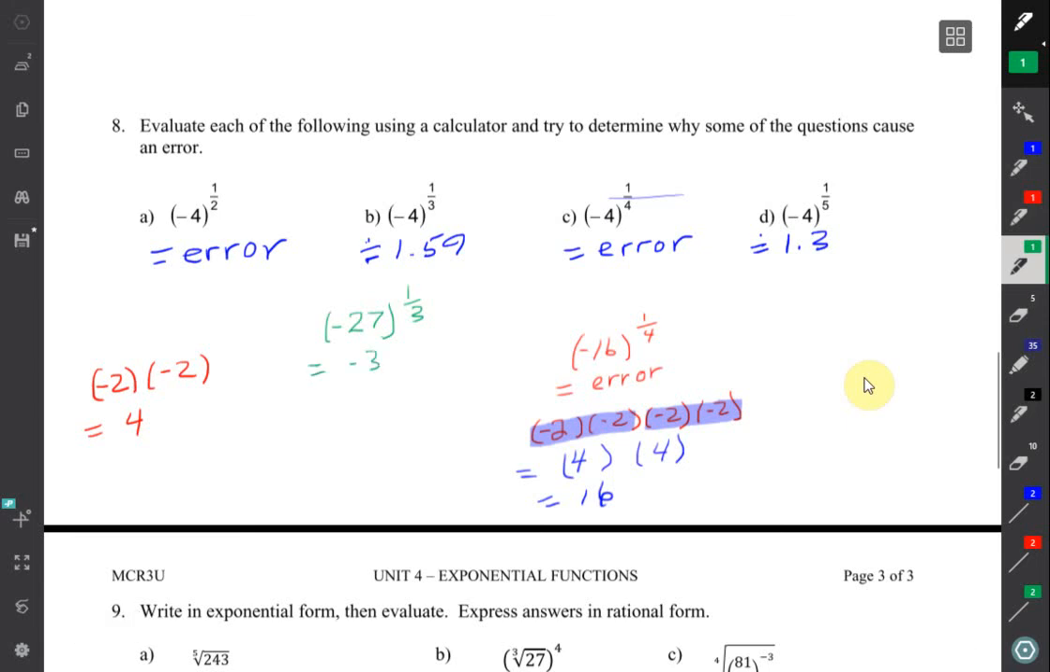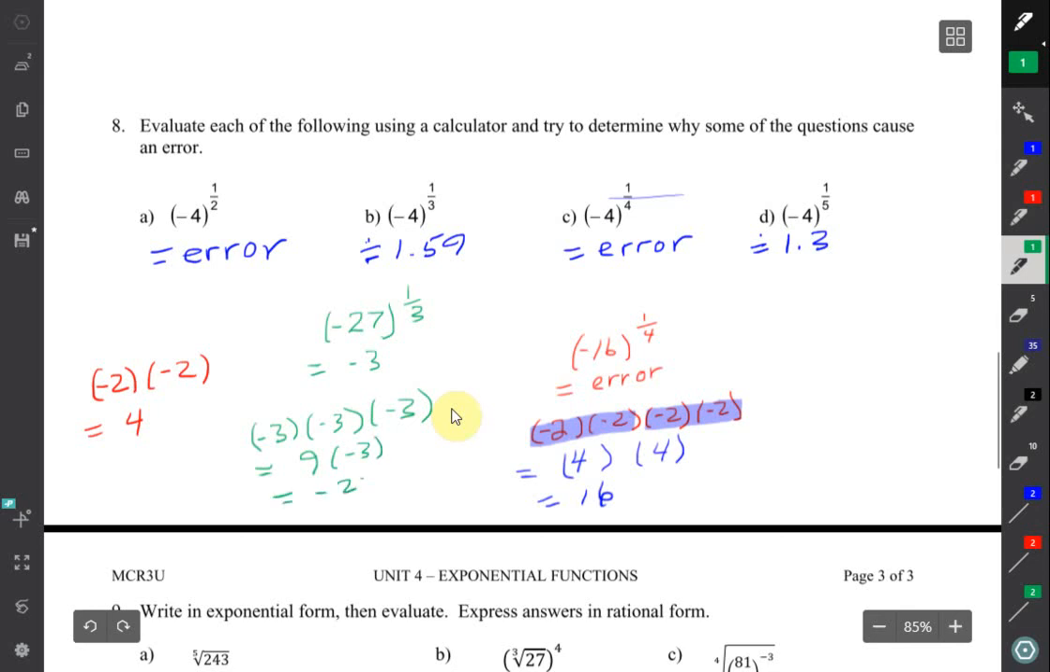When we take negative 3 and multiply it by itself, I call this the odd man out. All the pairs are going to make positives, then you're going to have one left over that's going to end up making everything negative again. So we have positive 9 times negative 3. Now it's different sign negative, so that works out to negative 27. So with odd roots, we will get a proper answer, unlike even roots where we will get an error.